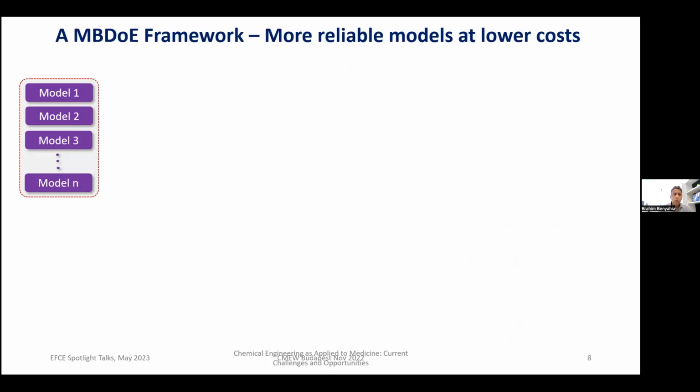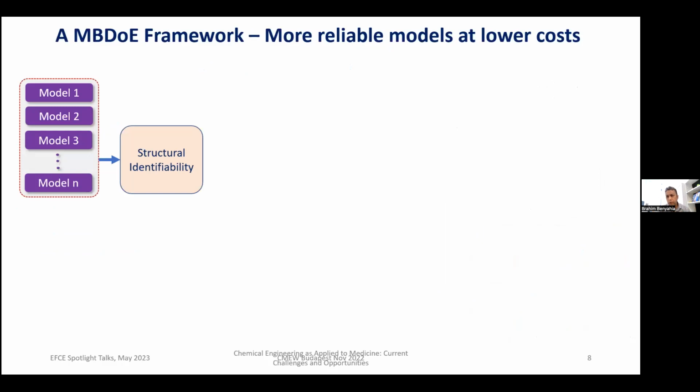And usually, when we start, we have a set of possible models. So we have a dilemma. We don't know which model would be the best model, and we need to determine which model we're going to go for. So first of all, we can implement what we call structural identifiability.